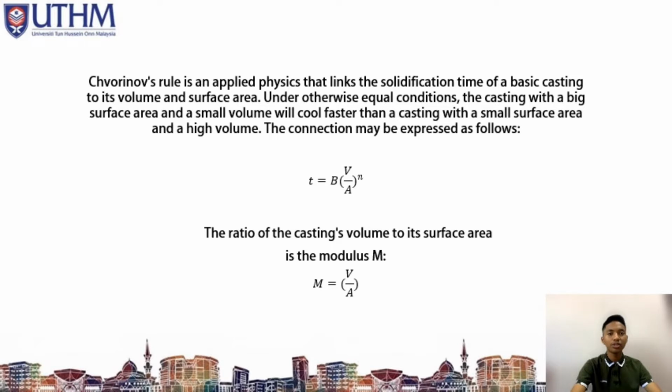Next is Chvorinov's rule. Chvorinov's rule is an applied physics rule that links the solidification time of a basic casting to its volume and surface area. Under otherwise equal conditions, the casting with a big surface area and a small volume will cool faster than a casting with small surface area and a high volume. The connection may be expressed as follows: T is equal to B times (V over A) to the power of n, where the ratio of the casting volume to its surface area is the modulus M, equal to V over A.